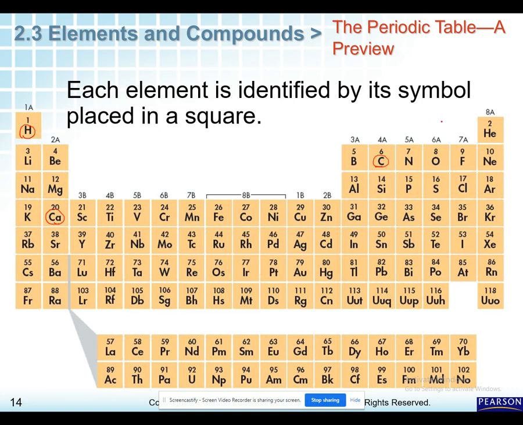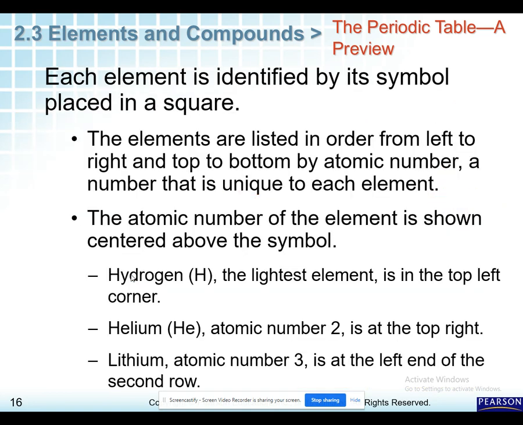And then it goes in order: 2, 3, 4, 5, 6, 7, 8. And there's no number that is repeated. They each have their own number. So hydrogen is the lightest element. It's in the top left corner. Helium, again, gets 2. Then if you were to go back, lithium gets 3. And as you read it left to right, it's going to keep increasing by 1.